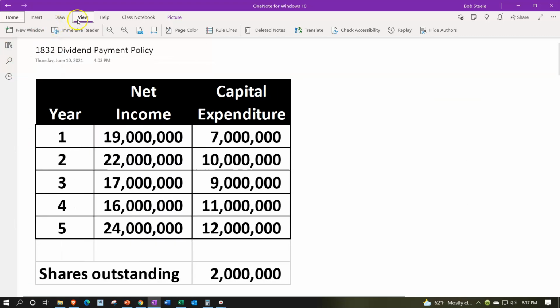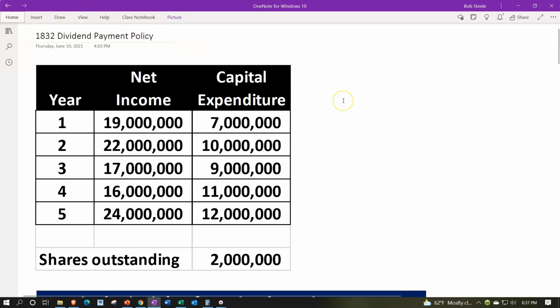Closing the icon, we have our information up top, calculations on down below. We're going to do some different ways where we might think about or see a dividend type policy being set up. Scenario then down below, we've got the years 1 through 5. We're going to imagine the projected net income for the years 1 through 5, and then our capital expenditures.